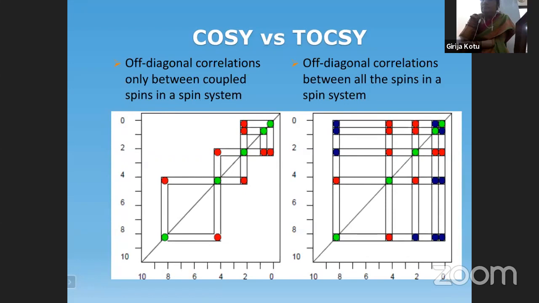But when you come to TOCSY, observe, for each spin system, you're finding how many are there? 5 protons, so 5 spin systems are there. So you have n minus 1. If there are n spin systems, you will have n minus 1 cross peaks.